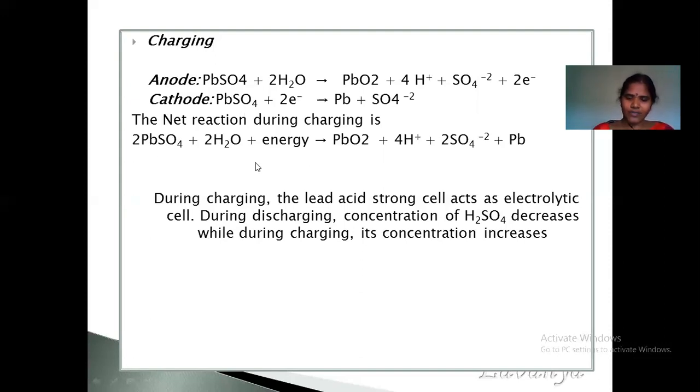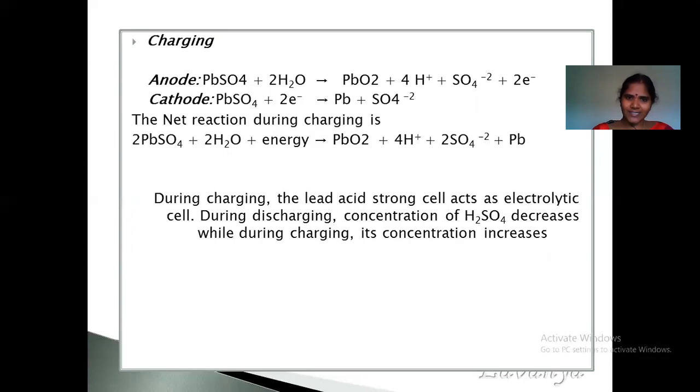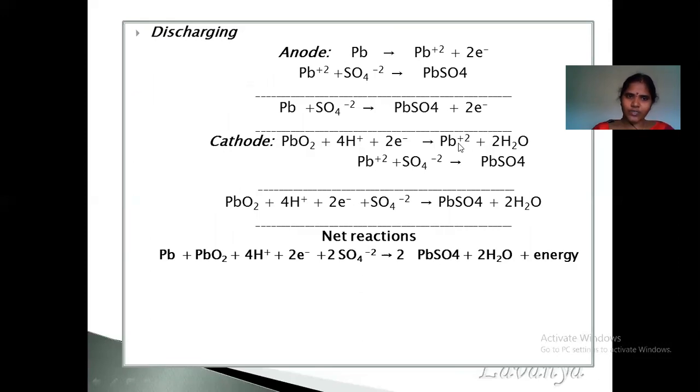If you observe, the products of the discharging reaction will be the reactants here, and the products here are the reactants we used in the discharging reaction. This means it is a reversible reaction. The forward reaction is discharging and the backward reaction is charging.